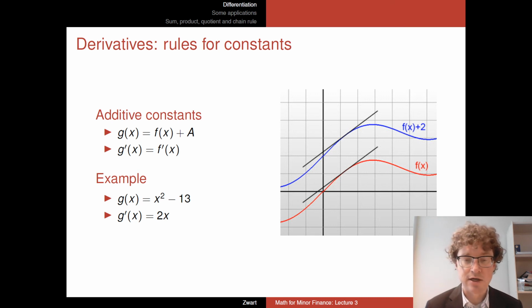g(x) is x squared minus 13. The only difference here is this constant, the minus 13. I'm shifting this function down by 13 units essentially. Upon taking the derivative, g prime, this constant really doesn't matter, it drops out. So still the derivative of g of x will be 2x.